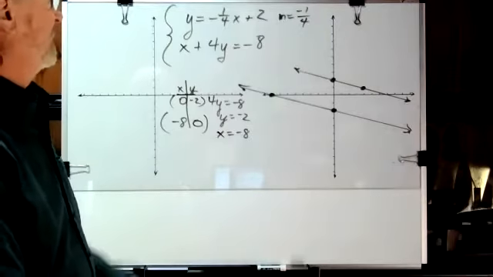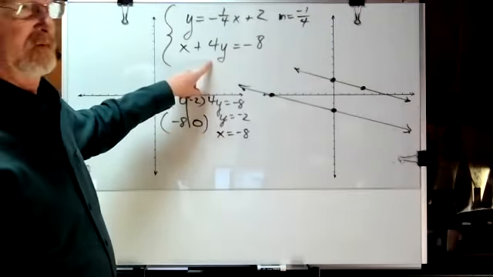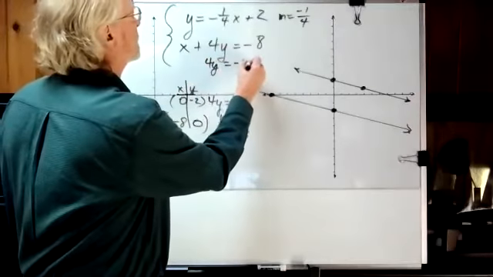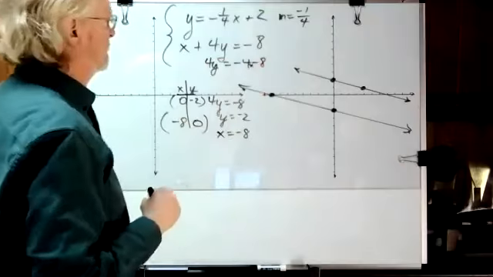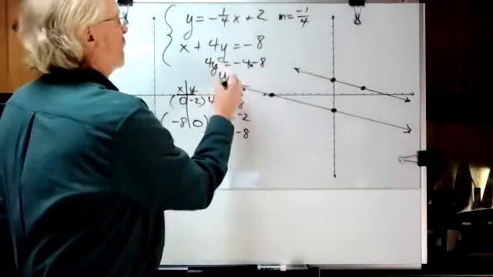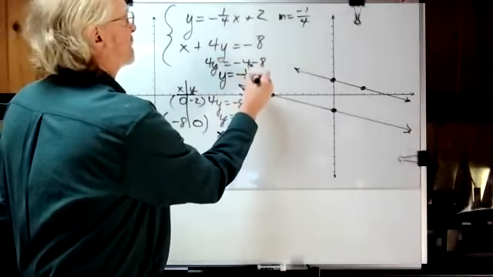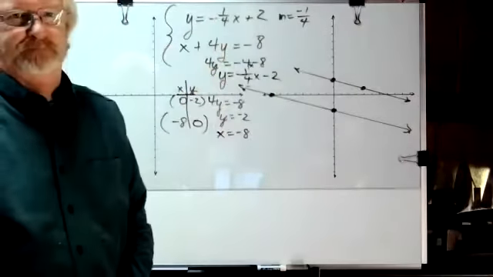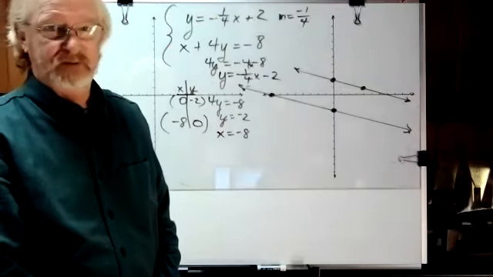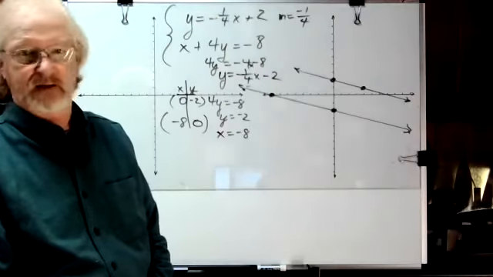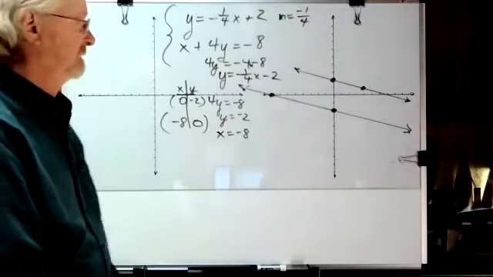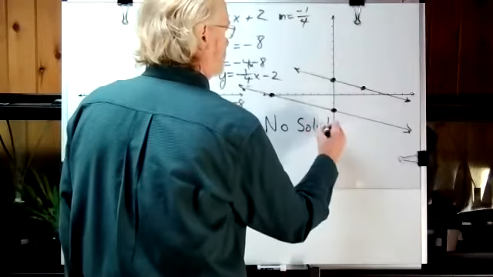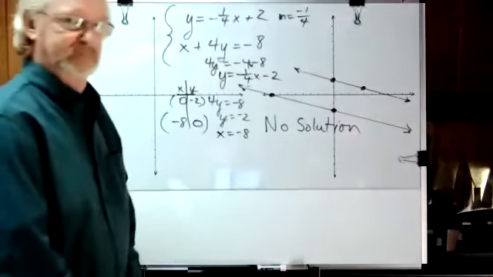Right? In fact, if I solve this for y, right? If I solved it for y, subtract the x. If I divide by 4, y equals negative 1/4 x minus 2. Look at that, same slopes. Those are two parallel lines. Sort of definition of parallel lines. They never intersect. They never cross. No solution. You're done.